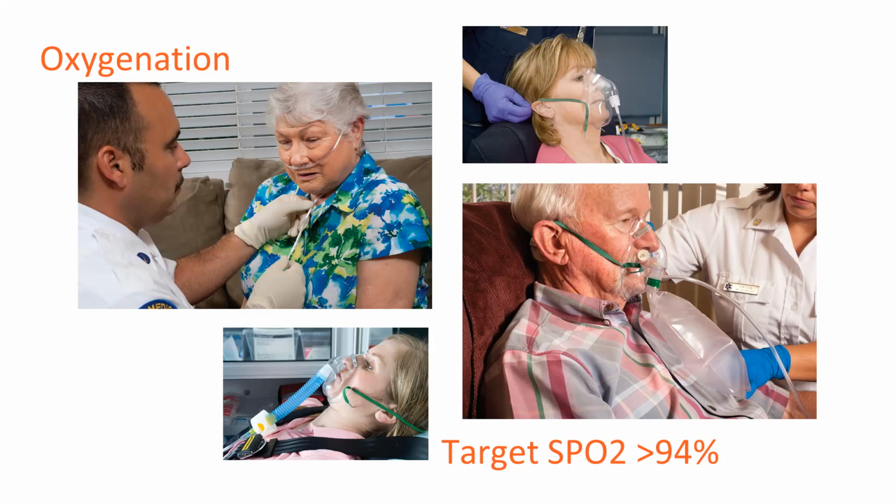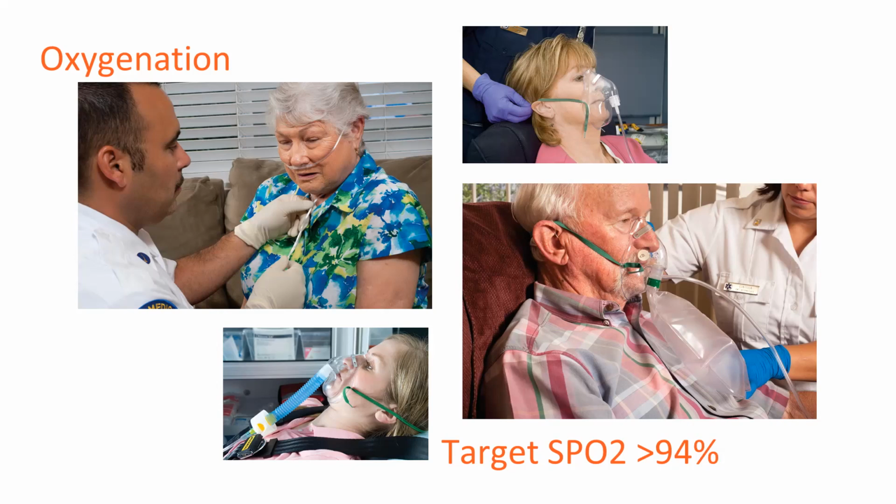The non-rebreather mask can hold 10 to 15 liters per minute and up to 60% oxygen. And then you get the Venturi mask with that little girl there. That's typically used for COPD patients because it can deliver a very specific O2 concentration.